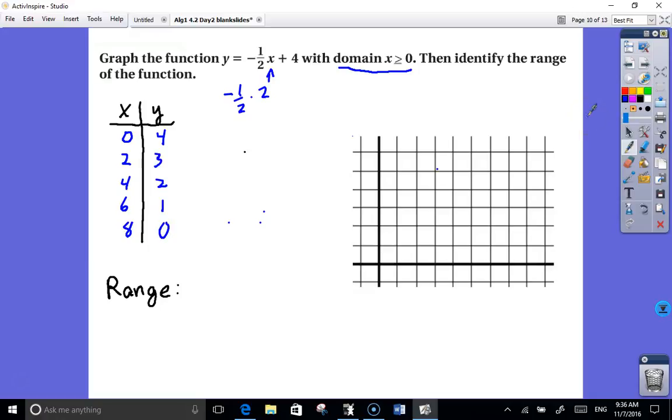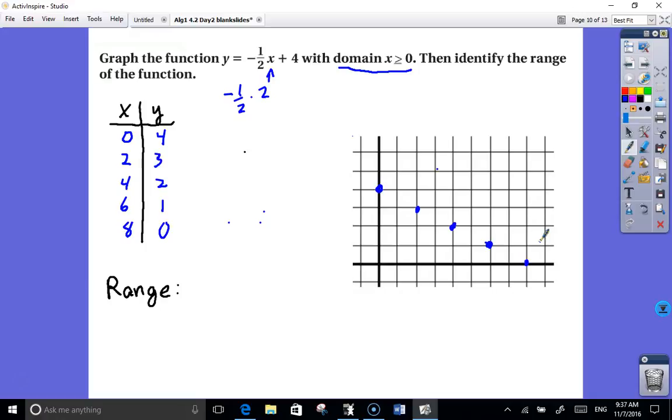And we're going to graph this line by plotting those 5 points. 0, 4, 2, 3, 4, 2, 6, 1, and 8, 0. Okay, then what do we do with those points? Draw a line through them, right?